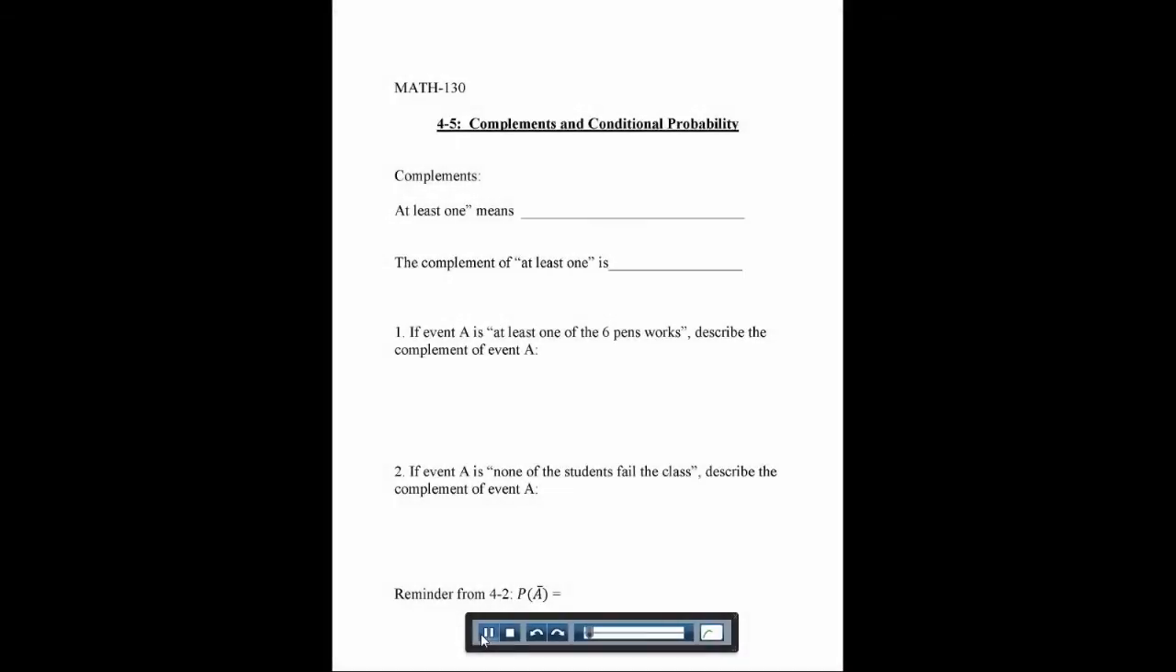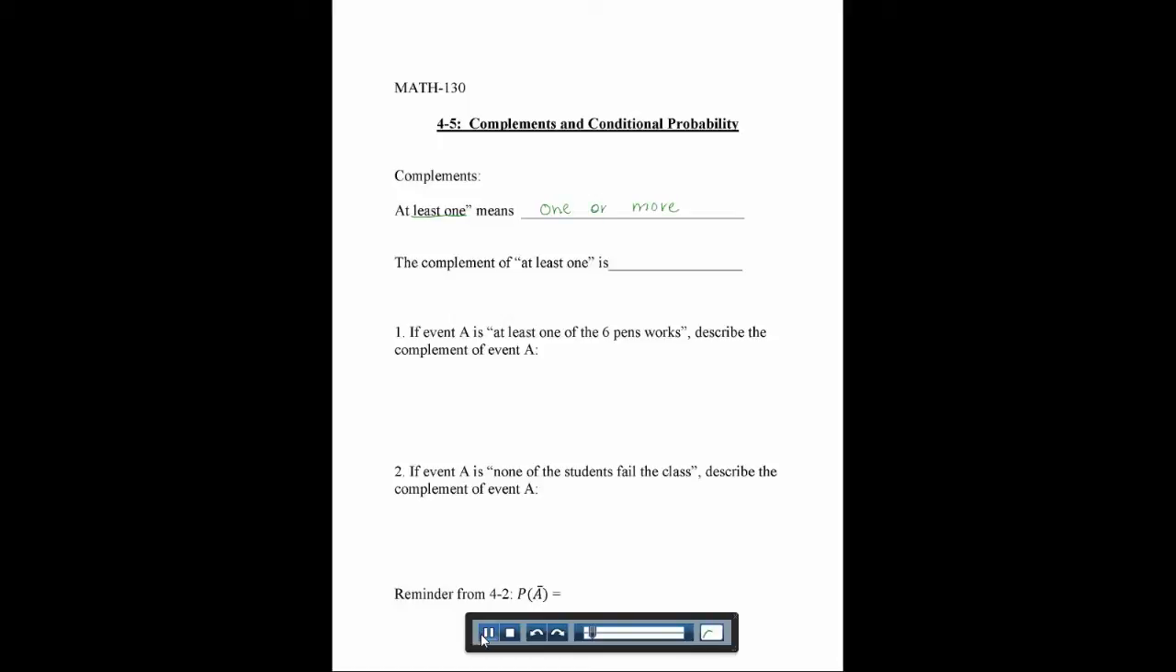In section 4.5, we're going to talk about complements, which we've already hit on a little bit, and conditional probability. Okay, so complements. Remember, it's kind of the opposite of everything if you're talking about the complement of something. So we're going to talk about what at least one means. At least one means one or more.